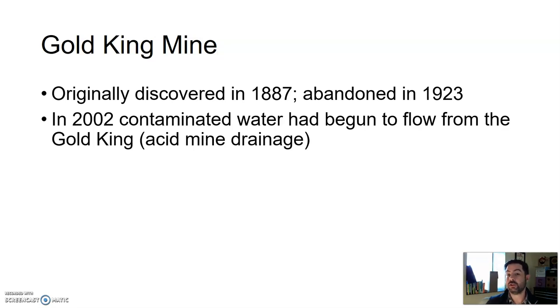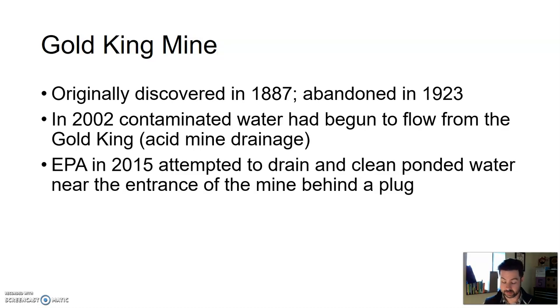In 2002, contaminated water had begun to flow from the Gold King mine. This is acid mine drainage. They started to notice that there was stuff leaking out. So known abandoned mines are monitored. They're monitored and checked. Not a lot, but they're still monitored and checked, especially for acid mine drainage. So in 2002, they noticed this mine, which was abandoned for 80 years, is starting to leak some acid mine drainage.